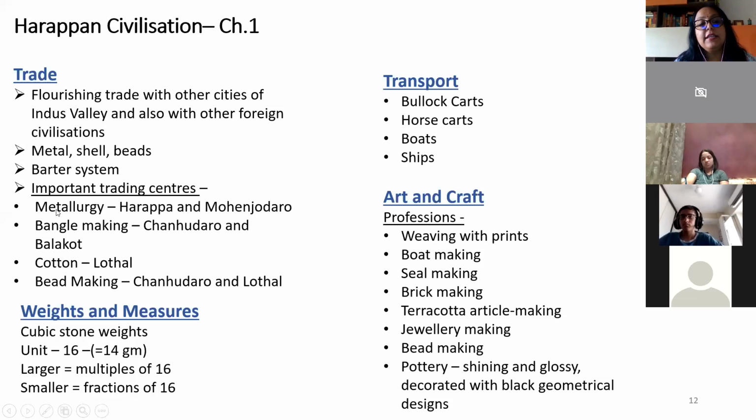Which were the important trading centers? Now in the exam they can ask you, name any two centers which were famous for metallurgy. Name two centers which were important for bangle making. Name two centers where cotton was produced or where beads were made. Something like that they may ask. There were so many centers where so many things were made, but we should remember at least two. Okay, so metallurgy was very famous in Harappa and Mohenjo-daro.